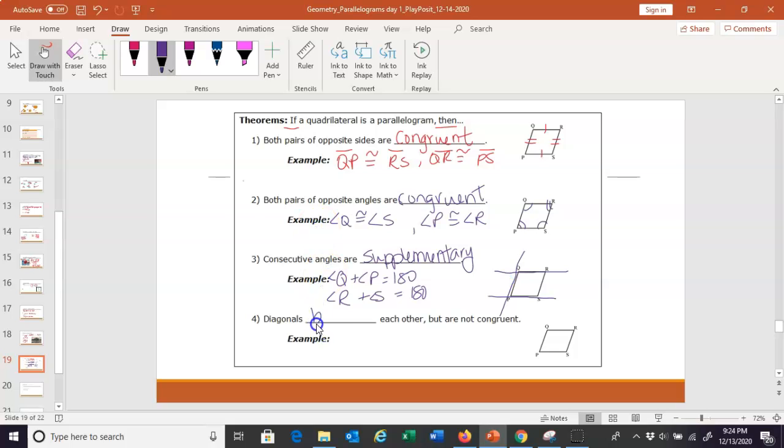And then lastly, diagonals bisect each other. So remember, that means that they cut themselves in half. So that means this would equal this, and this would equal this. We could call this O, and could say QO is congruent to OS. And PO is congruent to OR. So diagonals bisect, meaning they cut themselves in half. So each of those little pieces are congruent.